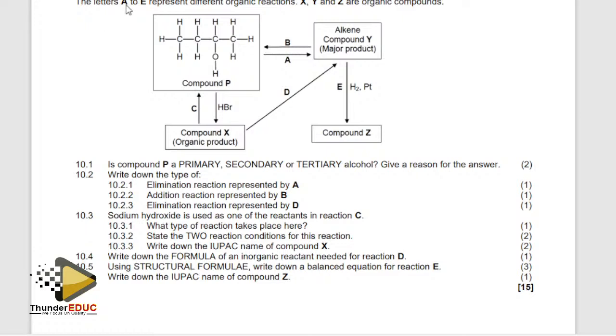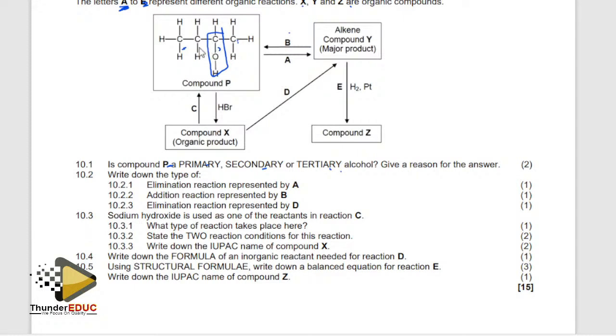They're saying that elements A to E represent different organic molecules, X, Y, and Z. Organic compounds. Yes, sharp. Cool, okay? Is compound P primary, secondary, or tertiary alcohol? We talked about this. Compound P, where is compound P? The carbon atom with the functional group is here. How many carbon atoms attached? It's 2 carbon atoms, therefore it's secondary. You see? If it is 2, it means secondary.